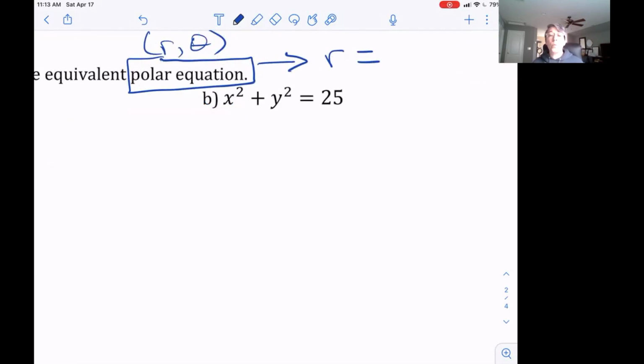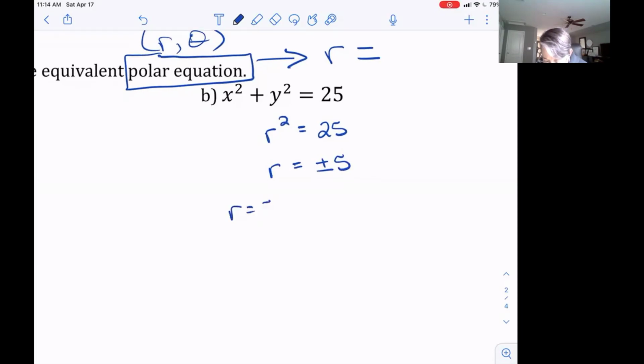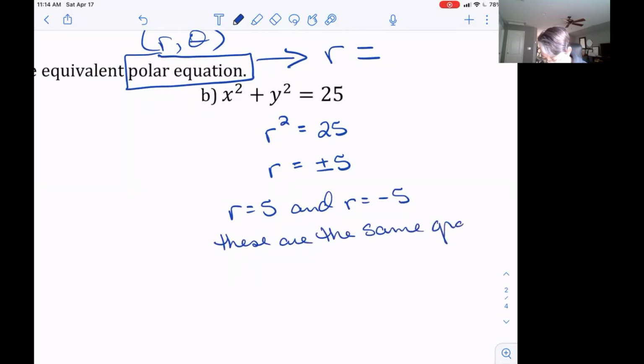For the second one, we have the equation of a circle, x squared plus y squared equals 25. But remember, x squared plus y squared equals r squared. So we get r squared equals 25. We take the square root, we get r equals plus or minus 5. But really, that's two equations, r equals 5 and r equals negative 5. These are the same graph.